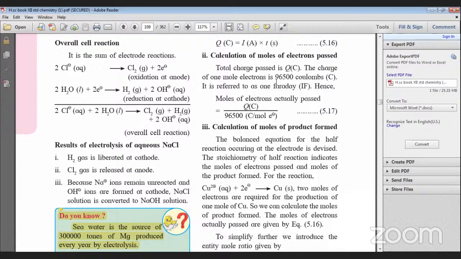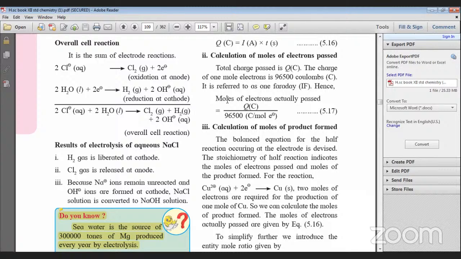96,500. Okay, this standard value is with us. It is referred to as 1 Faraday. Yes, 1 Faraday is equal to 96,500 coulombs. Hence, moles of electron actually passed is equal to Q divided by that value. For 1 coulomb, it is 1/96,500 mole, and for 96,500 coulombs, it is 1 mole.